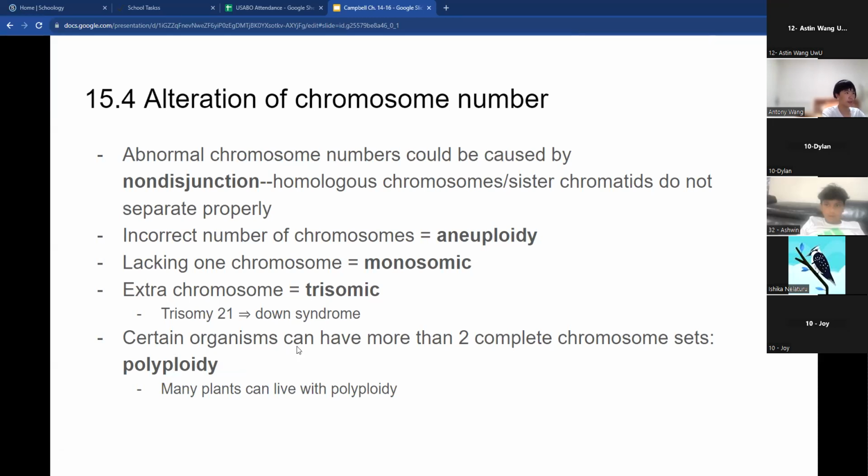Certain organisms can have more than 2 complete chromosome sets. So polyploidy is not the same as aneuploidy. Aneuploidy means you're still roughly diploid, but you have a duplication, or you're missing 1 chromosome. Polyploidy, on the other hand, is when you duplicate your entire genome. Let's say us humans, a polyploid human would have 92 chromosomes, whereas an aneuploid human usually has 45 or 47, like 1 more or 1 less.